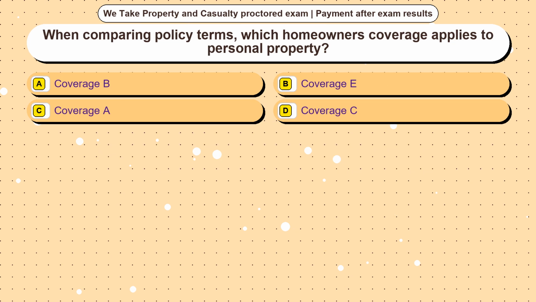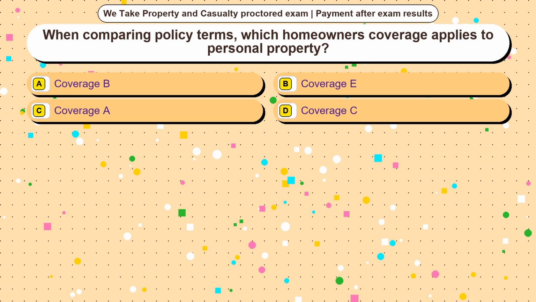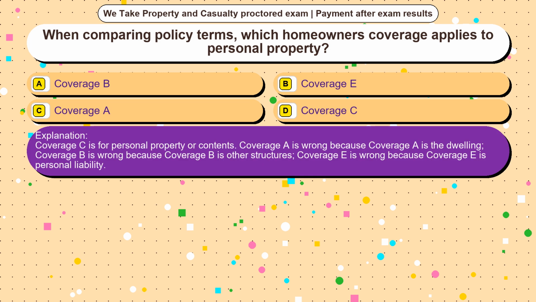Question 12. When comparing policy terms, which homeowners coverage applies to personal property? Option A, coverage B. Option B, coverage E. Option C, coverage A. Option D, coverage C. The correct answer is option. Coverage C is for personal property or contents.